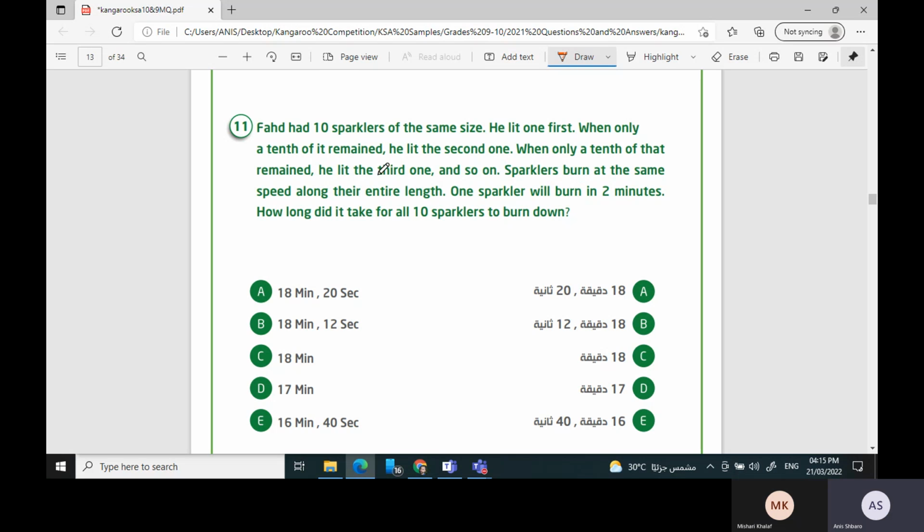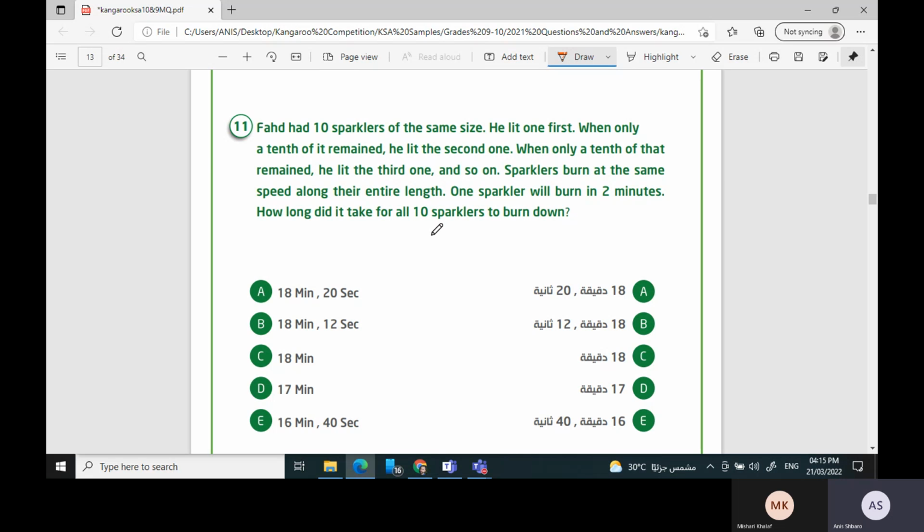Okay, so in this question, I understood that we have 10 sparkles and we are not going to light them all together. We are going to light them one by one, when the first one is left with 1 over 10 of it. So, of course, when 9 over 10 of the sparkle has burned down, I'm going to light the other one. And the rest of it will burn in this time.